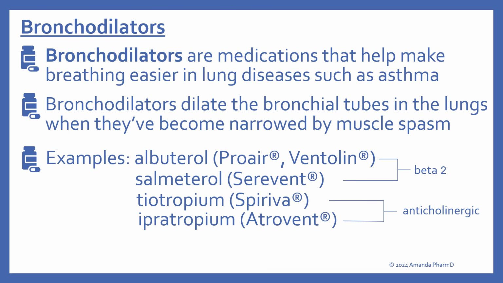Next are bronchodilators. Bronchodilators are medications that help make breathing easier in lung diseases such as asthma. Bronchodilators dilate the bronchial tubes in the lungs when they've become narrowed by muscle spasm. Some examples include albuterol, brand name is ProAir or Ventolin, and salmeterol, its brand name is Serevent, and those are both beta-2 bronchodilators. And there's tiotropium, brand name is Spiriva, and ipratropium, its brand name is Atrovent, and those are anticholinergic bronchodilators. And you'll also see these in combination with steroids sometimes as products for lung diseases.